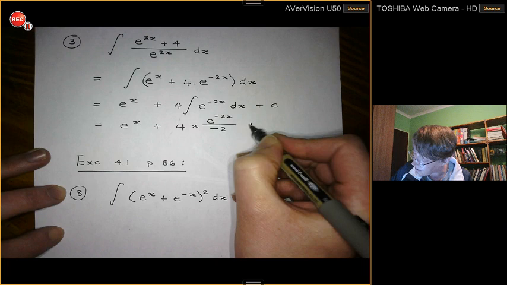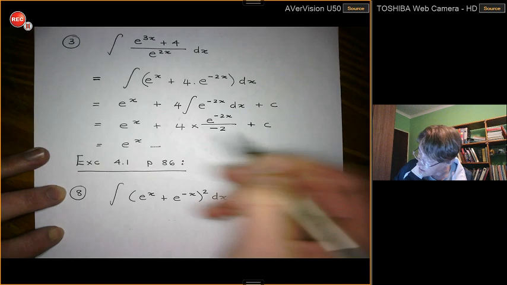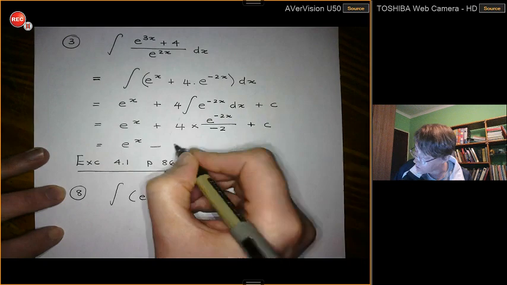So I'm going to clean up over here, and I'm going to say it's e to the power of x minus, and then obviously 2 goes into 4 twice, so it's 2e to the power of negative 2x plus c. And like I said, if you do leave that negative exponent, they don't actually penalize you. They're absolutely fine with negative exponents.